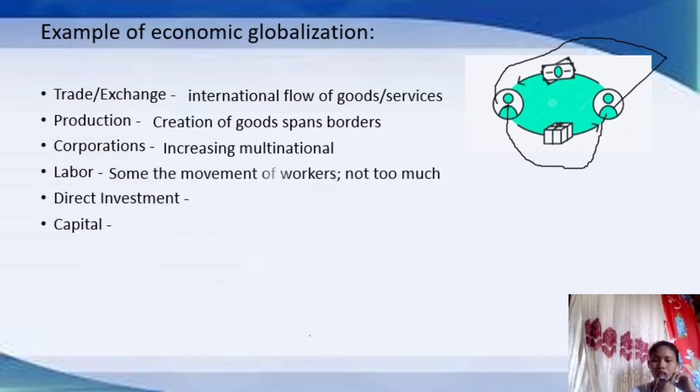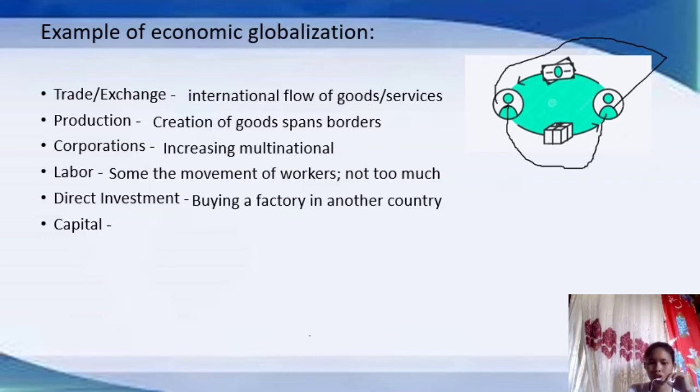Another is labor. Labor is the movement of workers. Labor is the effort that people contribute to the production of goods and services. The next is direct investment. It is buying a factory in another country: a company in one country opening its own business operation in another country. Direct investment can also involve acquiring control of business assets already operating in the foreign country.